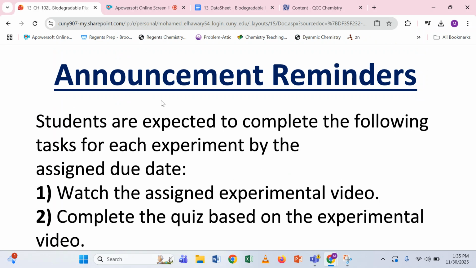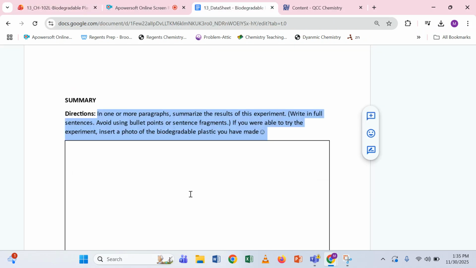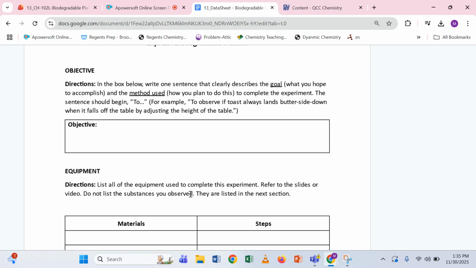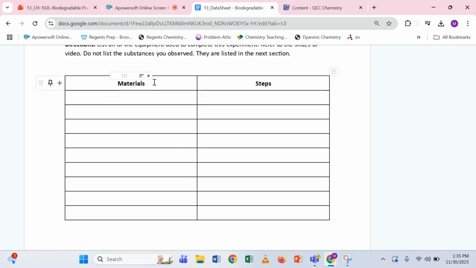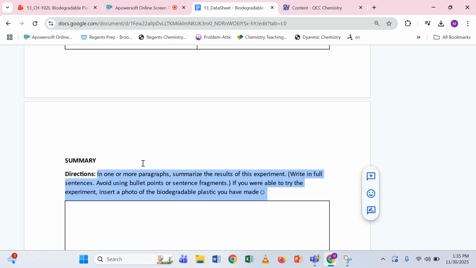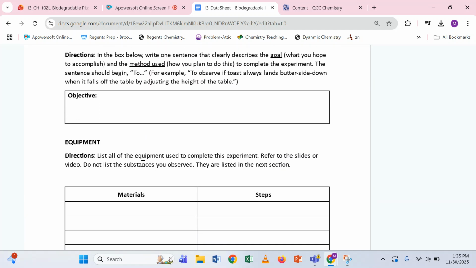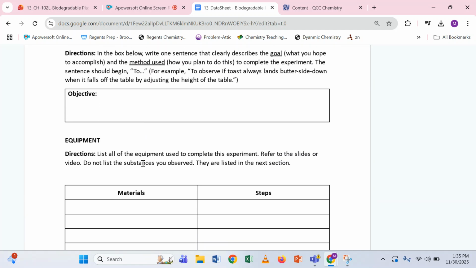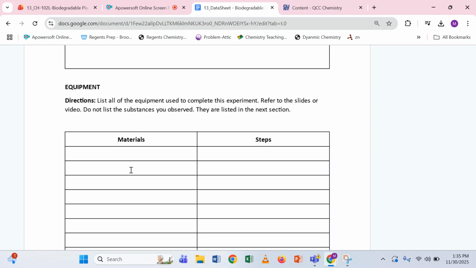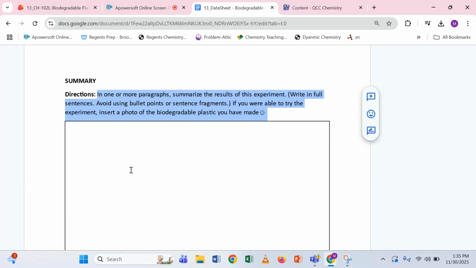And again, the lab report is here. Make sure to fill all the sections, the materials, the steps, and very important, make sure to talk about the summary. Today's experiment, we do not have any data table for you to fill out, but you're writing the objective, the materials, the steps, and very importantly, write a summary about the concepts in today's experiment.